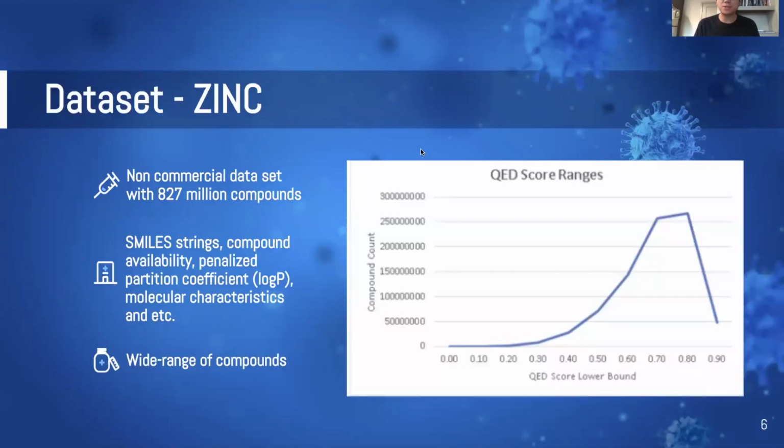The data set that we use is the ZINC data set. It's a non-commercial data set that has about 827 million compounds. You can use the data set to generate a lot of interesting features like the encoded string, the QED score, the logP molecular characteristics, and so on. It's a very useful database, and you can see it has tons of variety. It's not focusing on just one or two bands of QED score drugs.